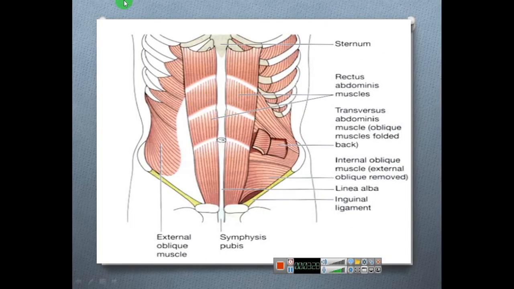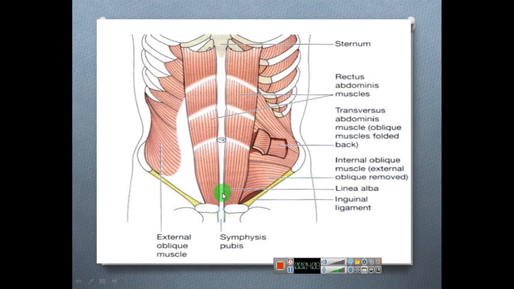Okay, this is the rectus abdominis muscle. This is the transversus abdominis muscle. Oblique muscles folded back. This is the internal oblique muscle. External oblique muscle removed. When the external oblique muscle is removed, you can see the internal oblique muscle. Then this is the linea alba.